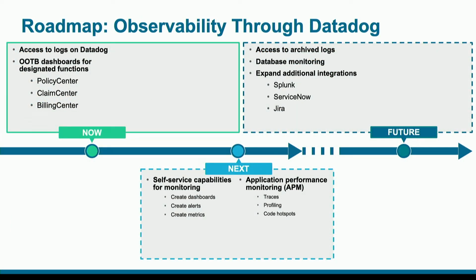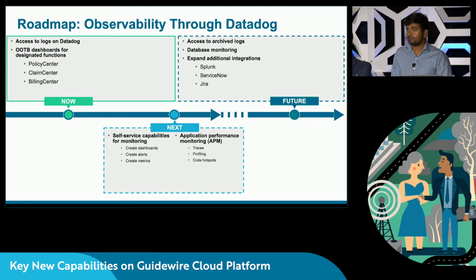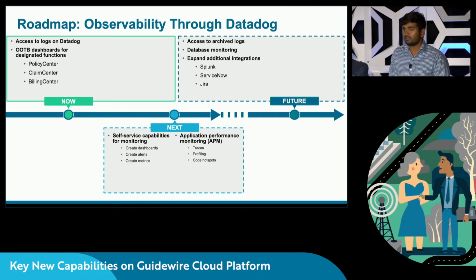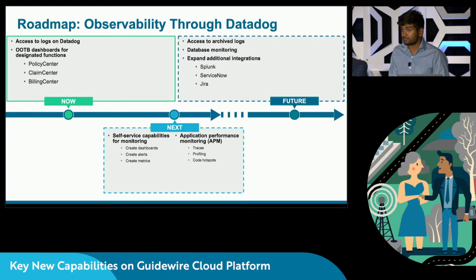If you look at the roadmap for all the key features that I just explained, the section for the now is what we currently have. We have access to the logs and we have access to the dashboards for the designated functions. In the section for the next, these are the features that will be available in the next 6 months timeline. So we will be enabling the features for the customers to create their own dashboards, alerts, and metrics, and we will also be enabling the APM or application performance management feature in Q1 of 2023.